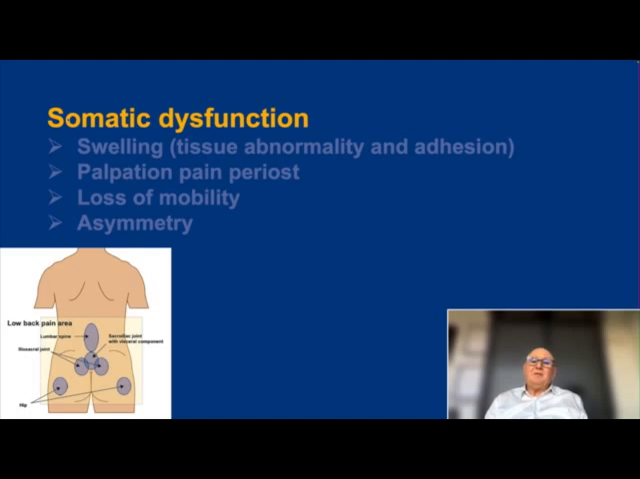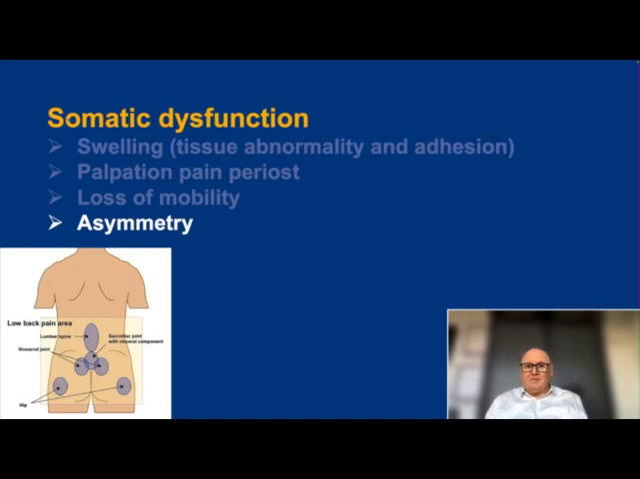Now I want to come back to the definition of somatic dysfunction. Somatic dysfunction in a practical sense is a segmental dysfunction in the spine, and it is located there where we see swelling, so there where we see tissue abnormality and connective tissue adhesions. Also, at the level of a somatic dysfunction, there is periostal pain, typically on the periost of the spinal processes. There is, of course, also loss of mobility in the area, and very often we see also asymmetry at the level of that segment where we find the somatic dysfunction.